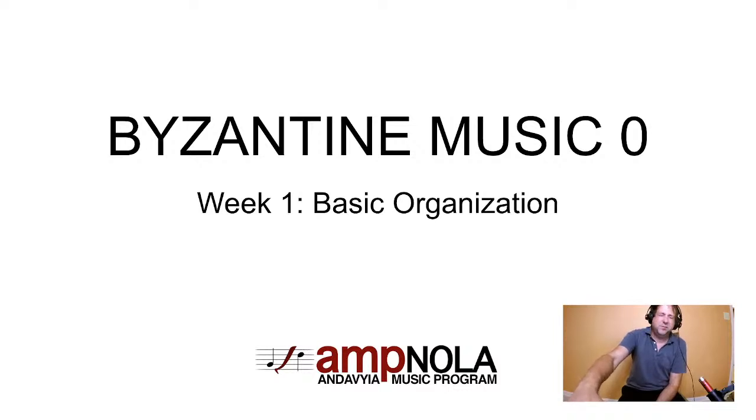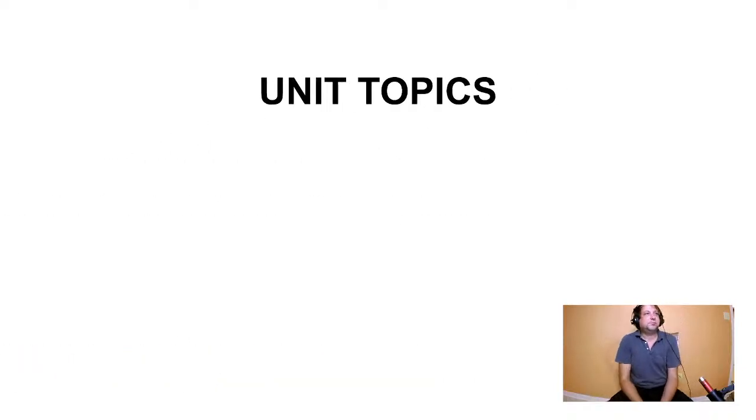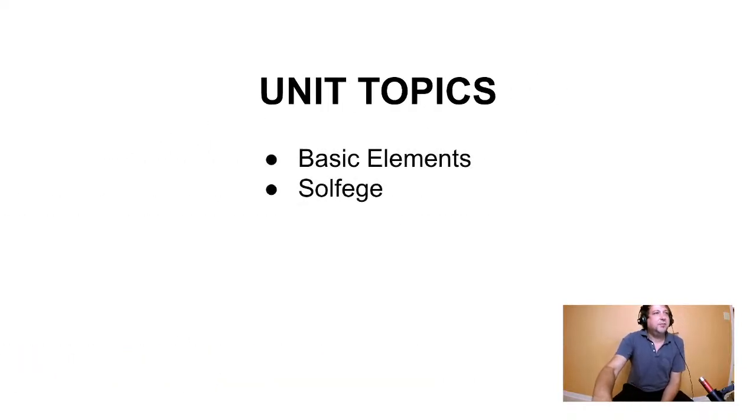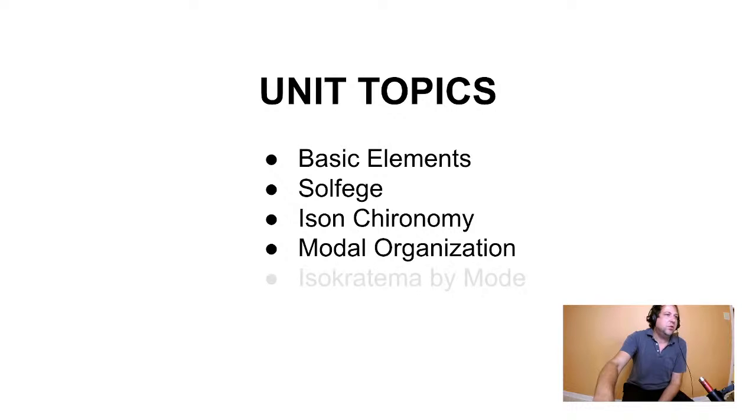We're not going to go through all of them off that website. We're going to go through about half. But for now, we're going to do Byzantine music, or Byzantine, however you want to say it. We're going to work this in tandem with the Western music, so that if you follow the Western music, you should be able to get most of what's going on here. So let's go. The topics for today are basic elements, solfege, isonchironomy, modal organization, and isokratimata by mode.